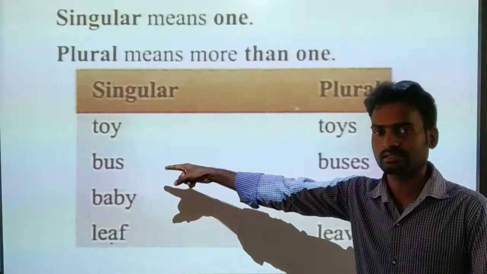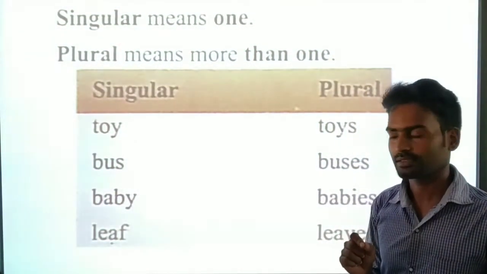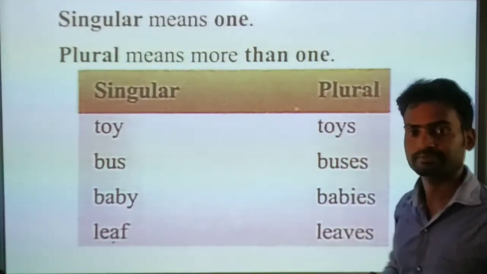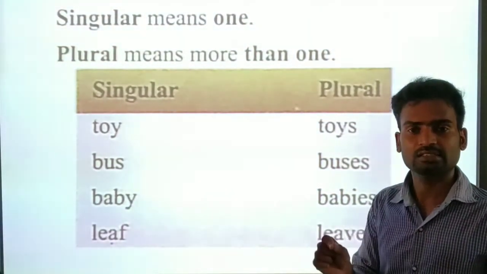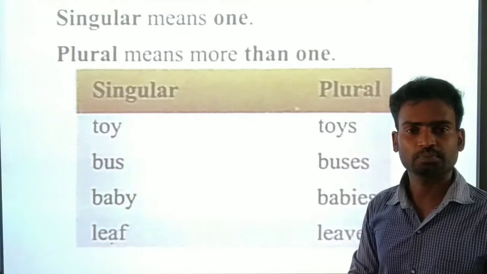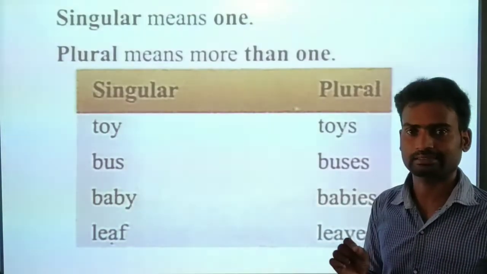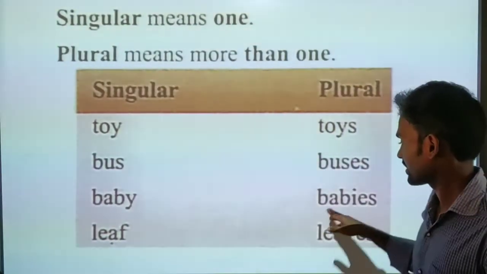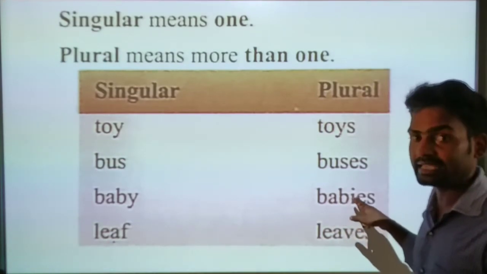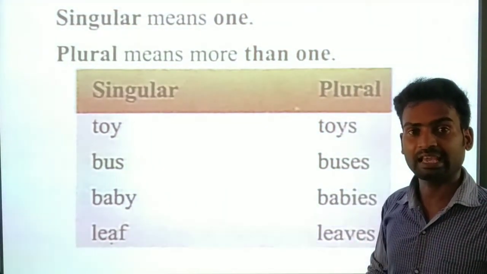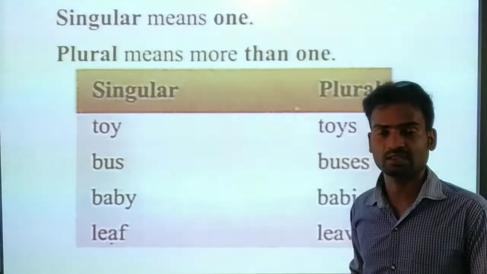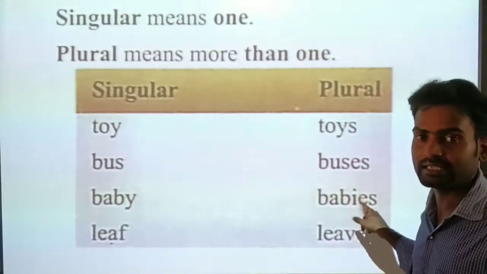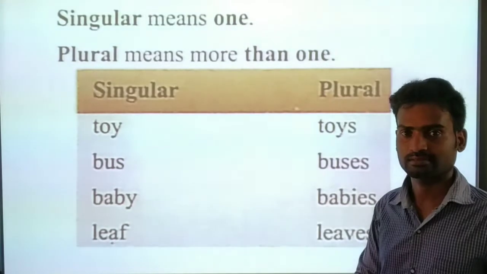Just see the second one, bus. B-U-S, bus. And with bus, they add E-S. They simply add E-S to make the plural. To make the plural form, they add E-S. The same here, baby, B-A-B-Y, baby. Here, B-A-B-I-E-S. So something is missing. What is missing? Y. They removed Y and they have added I-E-S. Babies.